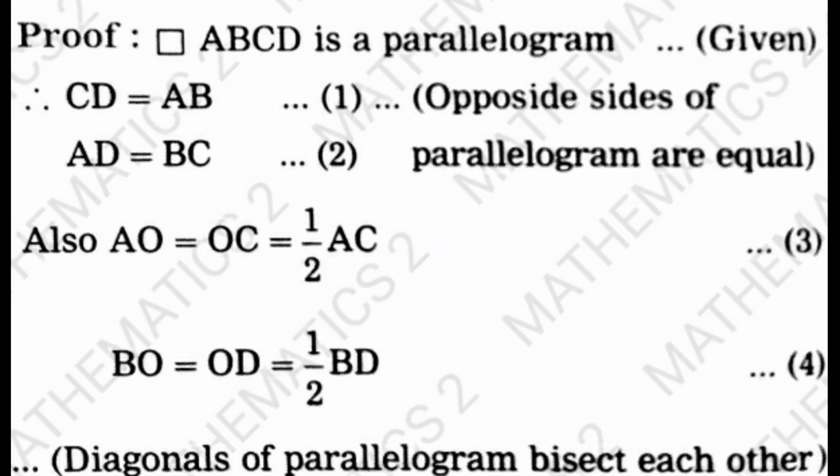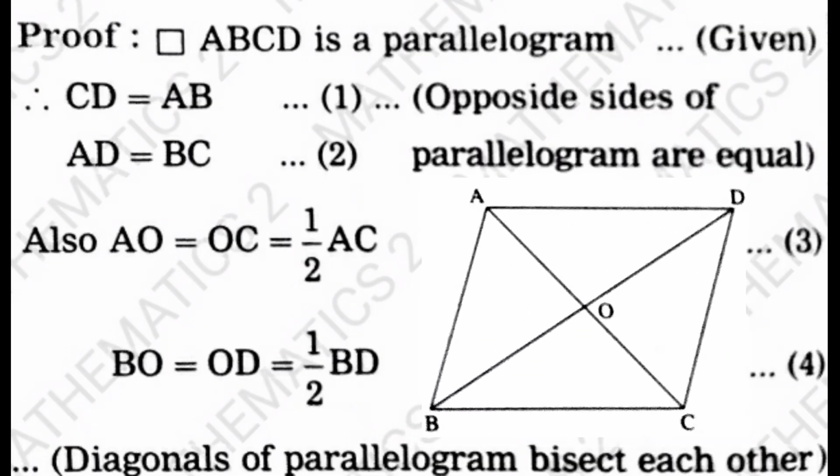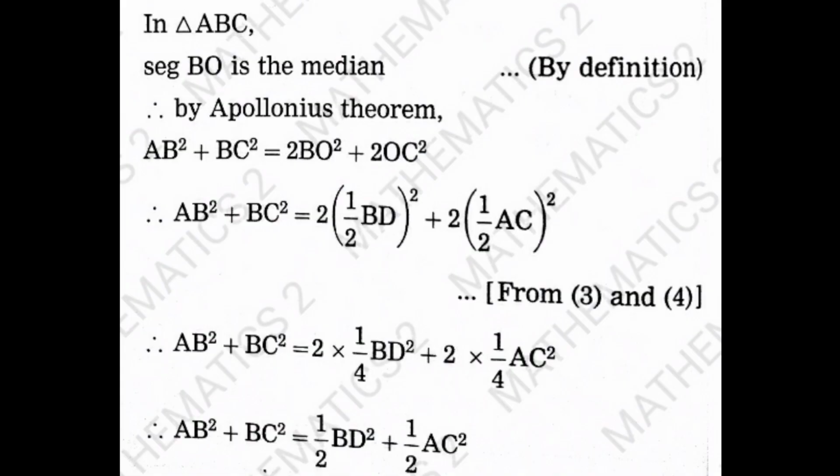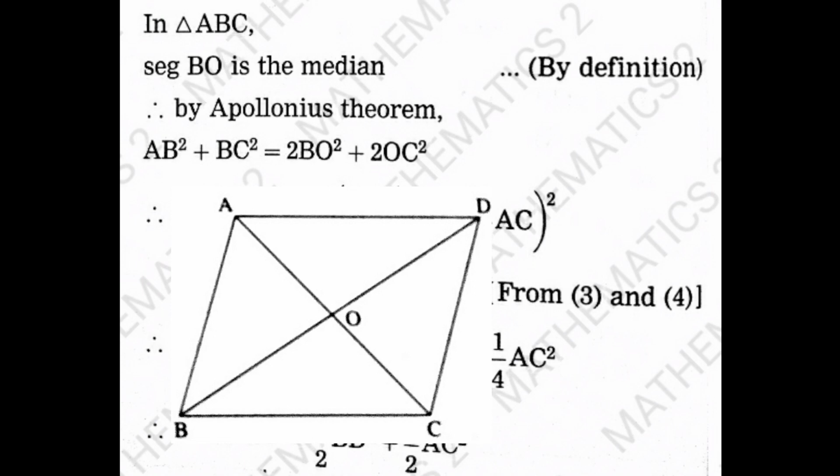Now quadrilateral ABCD is a parallelogram. Opposite sides are congruent. AB is equal to CD, BC is equal to AD. We know that diagonals of parallelogram bisect each other. Therefore AO is equal to OC is equal to half of AC, and BO is equal to OD is equal to half of BD. That is, O is a midpoint of AC as well as BD. So in triangle ABC, segment BO is a median. So by Apollonius theorem, AB square plus BC square is equal to 2BO square plus 2OC square.